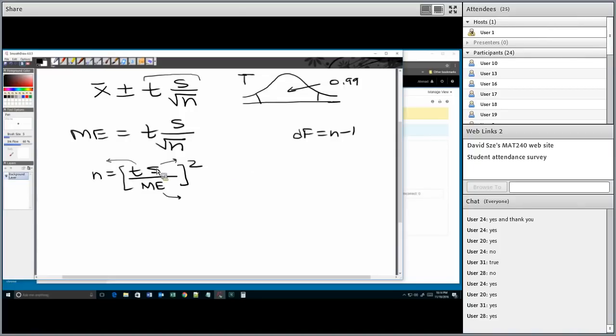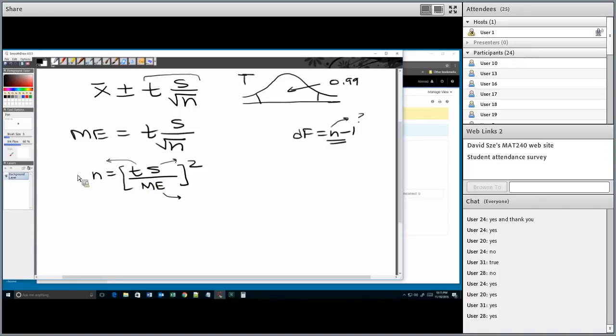Okay, good. Now, the problem here is I'm using t here, but I don't know my n. I'm actually trying to calculate what n should be, but I cannot have t here because t actually wants n already to be calculated, right? I can't use t here because I have to know my n to come up with the t, because of this problem where I need to know my degrees of freedom. And I don't know those because I don't know my n. This is unknown. I'm trying to calculate it here using this equation.